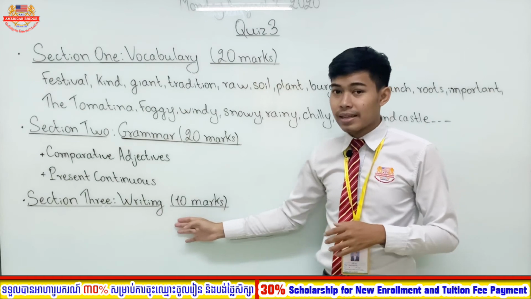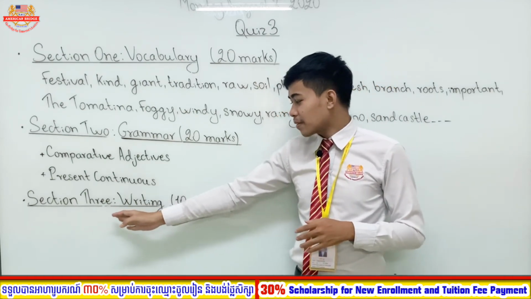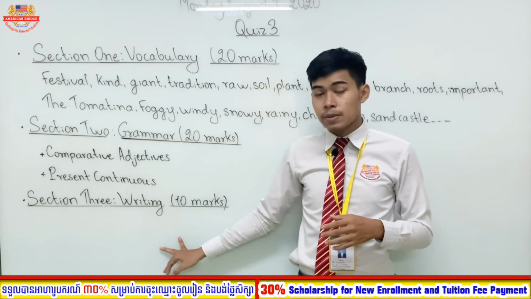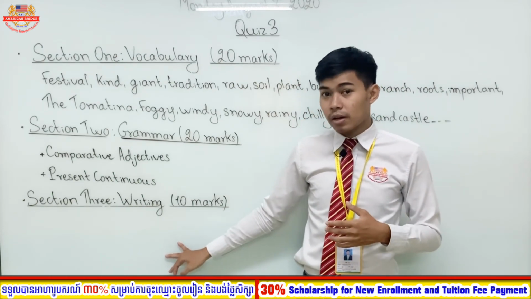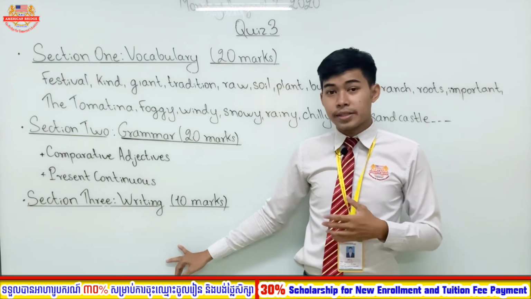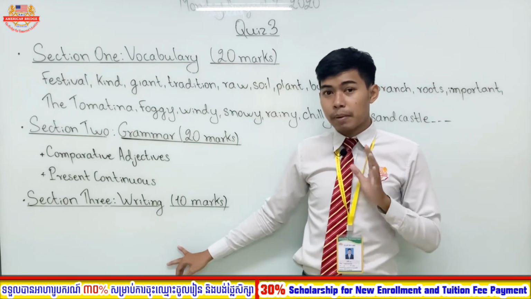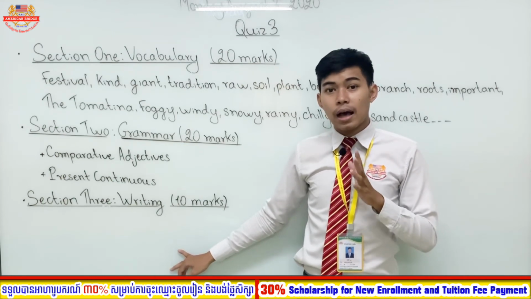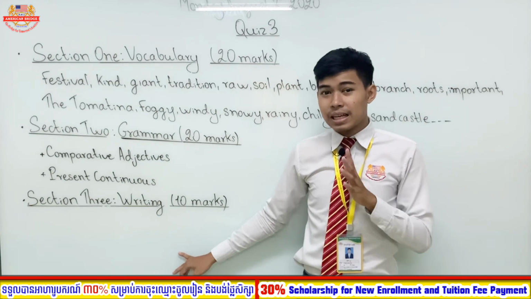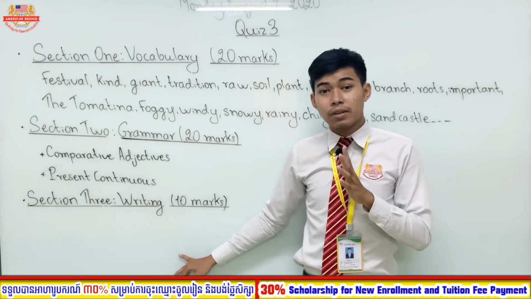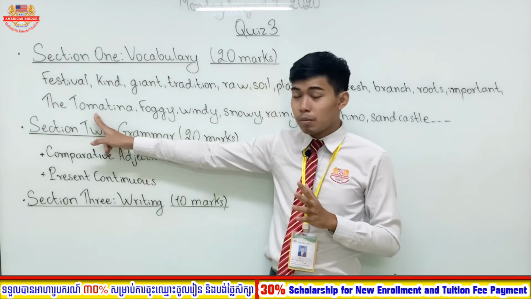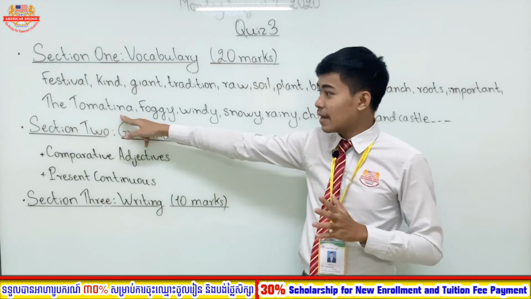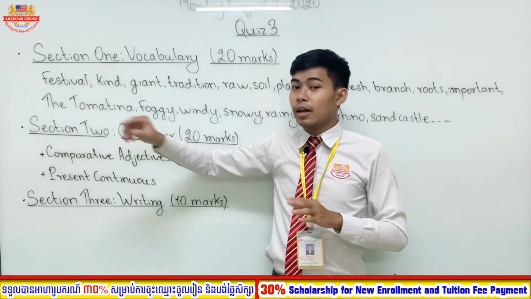And let's go to the last section, which is very easy. Section 3, writing, 10 marks. So in this section, you are going to look at 10 pictures and you are going to write. Okay, if you see a dog, you write dog, D-O-G, but start with a small letter. You have to start with a small letter, except when it is a name. When it is a name, you have to start with a capital letter. If you see the Tomatina Festival, you have to write a capital letter. The Tomatina, if you write a small t, it is wrong.